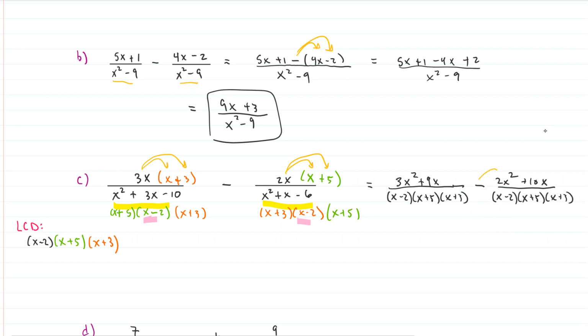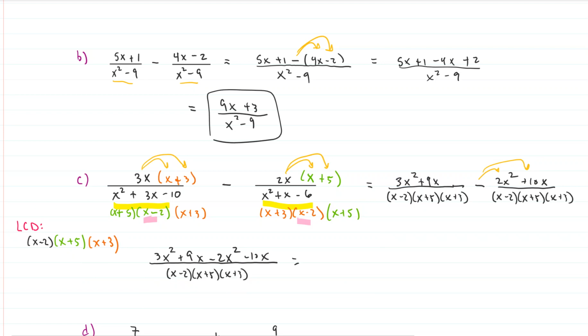We need to distribute this negative, right, through each of the terms on the right, and then we can just collect our terms. So we have 3x squared. We have 9x. The negative times the 2x squared gives a negative 2x squared. And the negative times the 10x gives us negative 10x. And in the bottom, we have our same common denominator.